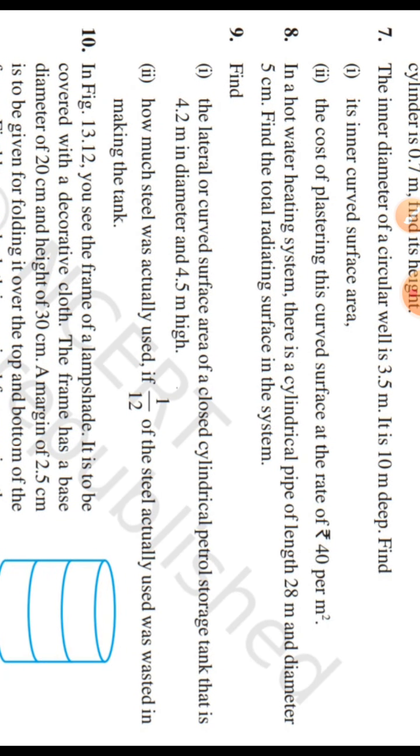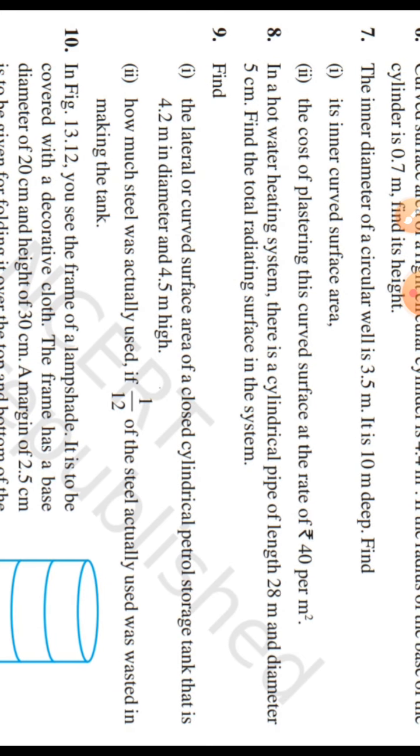Now look at the next one, 7. The inner diameter of a circular well is 3.5 meter. Inner diameter is required, and actually that is not important for us. Why? Because inner surface area only is asked. Sometimes inner and outer diameter are different. So whenever inner is asked, use inner radius. Whenever outer surface area is asked, use outer radius. One question of this type we already skipped. Here no problem, only one radius, so don't get confused by inner.